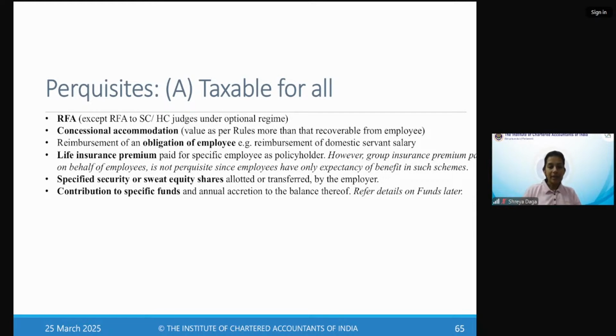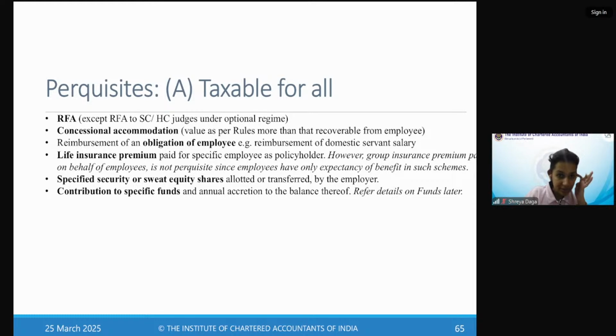employee obligation. So for example, the employee was supposed to hire a domestic servant for his personal use. If you have a doubt, please put it in the chat box. So the employee wanted to hire a domestic servant for his personal use, not connected to his official duty or employment. Now the employer said, okay, you hire, you pay him also, but whatever you have spent, I will reimburse to you.